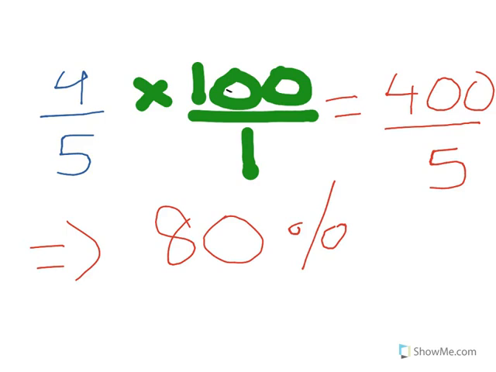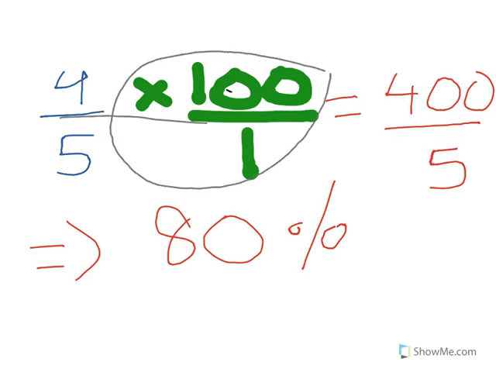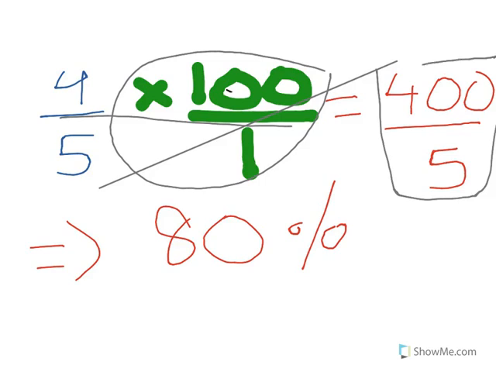So there are some steps you need to follow. You just multiply the whole fraction by 100 over 1, and then you do the equation. So 4 times 100 is 400, and 5 times 1 is 5, and then you simply solve this. 400 divided by 5 is 80 percent. It's as simple as that.